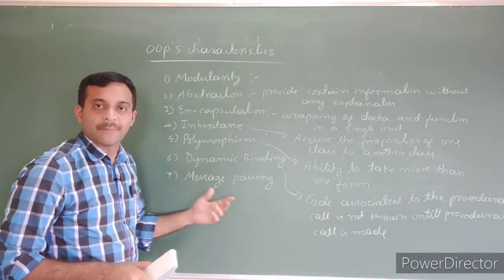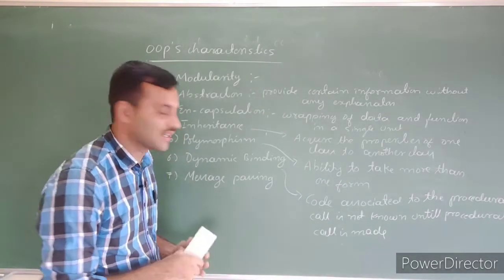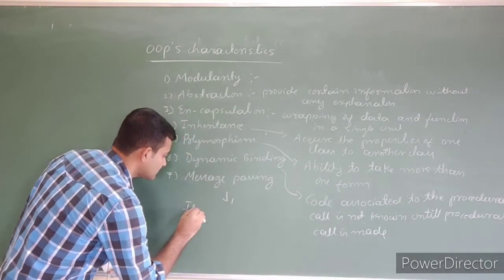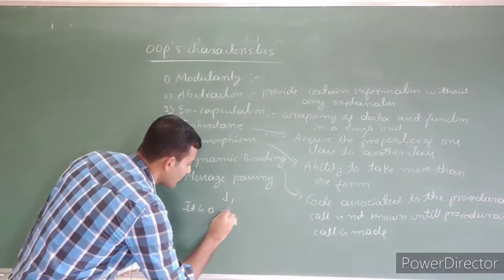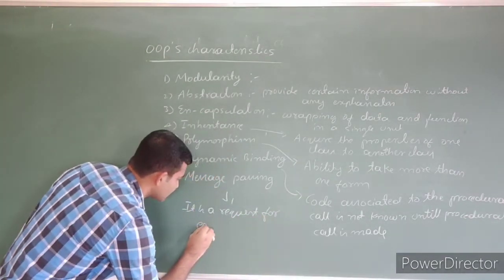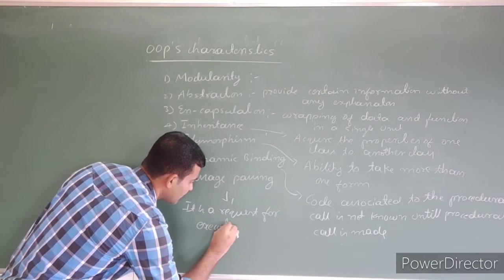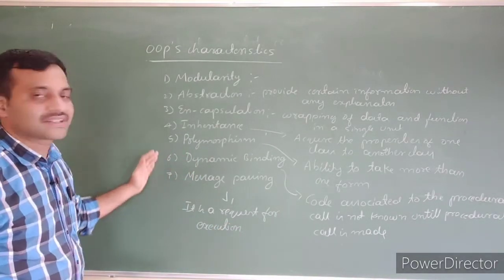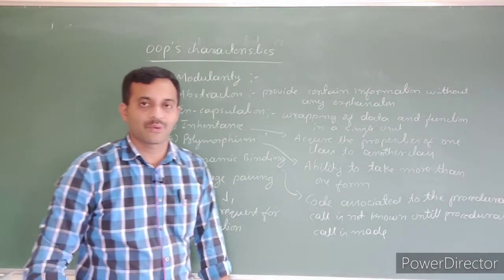Then message passing. Here message passing means it is a request for execution. These are the characteristics of object-oriented programming.